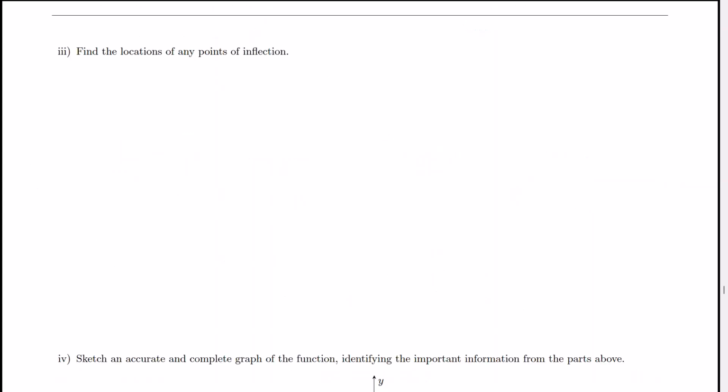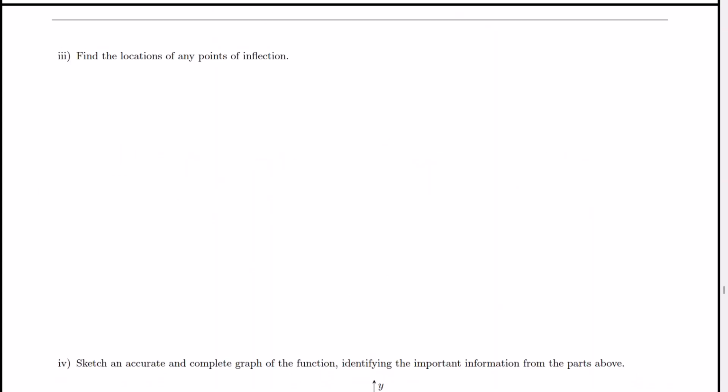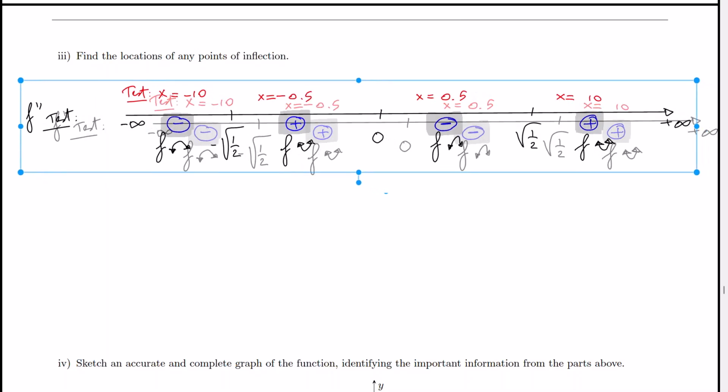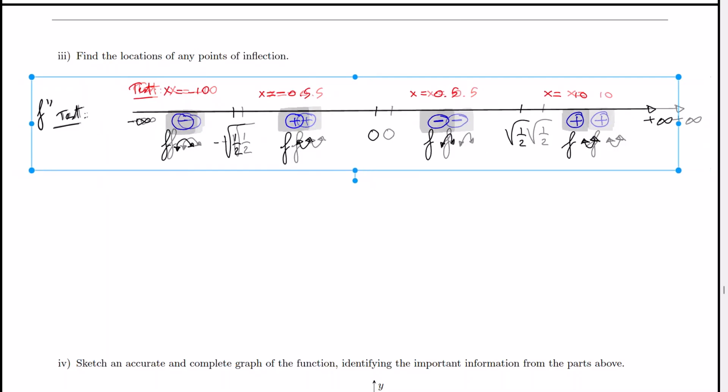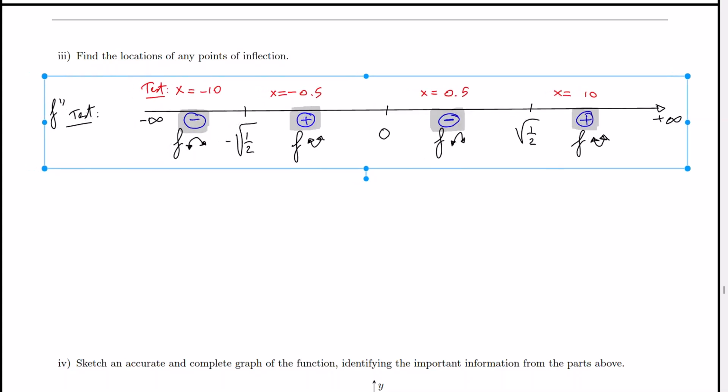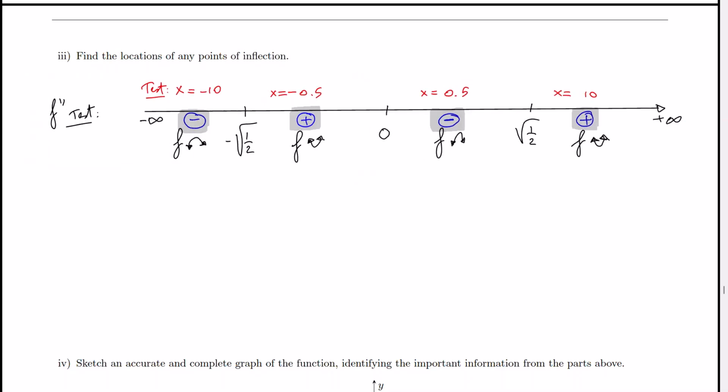Okay, so let's look at the next part. The next part is asking us to find the location of the inflection points. So we already did all the work. As a matter of fact, I'm just going to bring back that test that we did on the first page. I don't know why they decided to separate it here, they should have kept it together, but oh well.